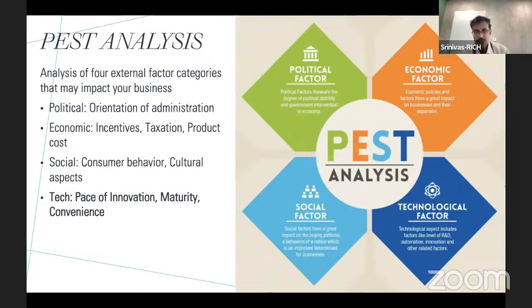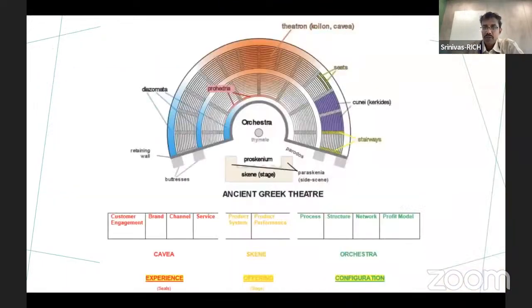Now, I'm not going to get into the details. Yet another framework is called PEST analysis, which looks at 4 key factors. These are external factors. Earlier, we were looking at mostly internal factors, which is process, structure, network, profit model, and everything which are internal to you. Even the channel, service, brand, consumer engagement, all these are internal.